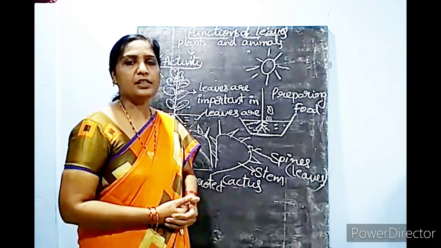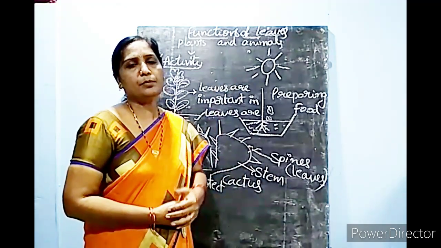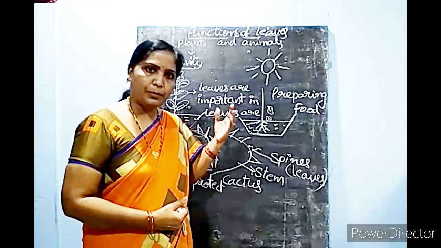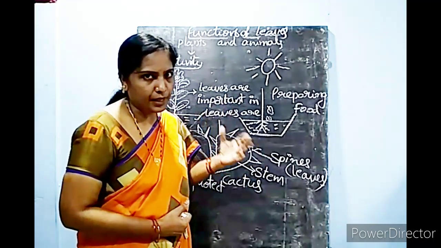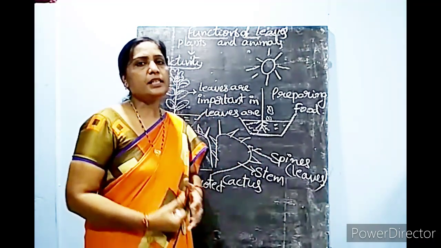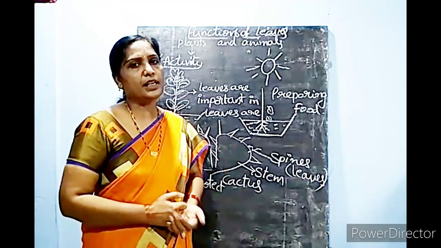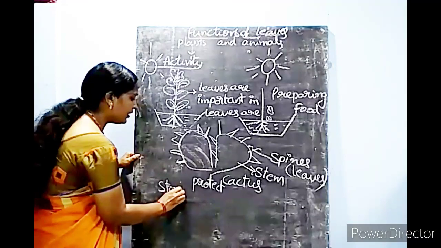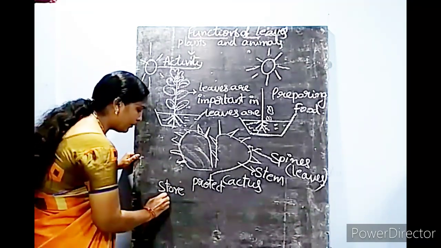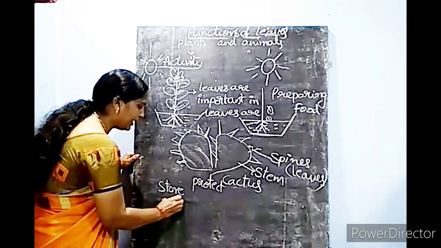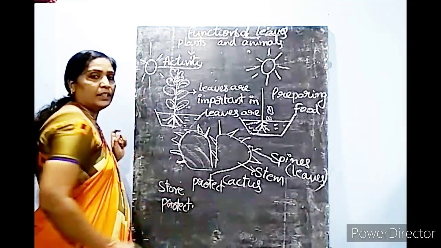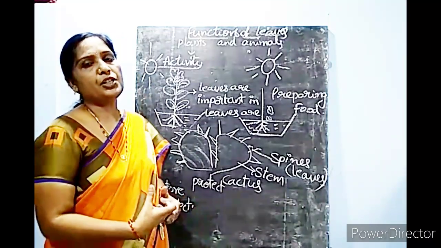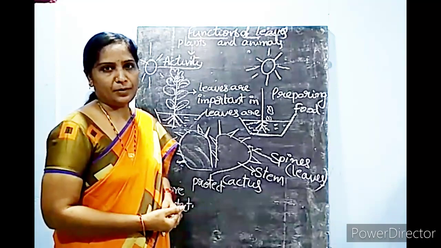So understood, children? Most of the leaves perform the function of preparing food. But in some plants, in very exceptional cases, they are storing food. Just now we had seen. And in some plants they are protecting the plant. Like this, some extra functions they are also performing.